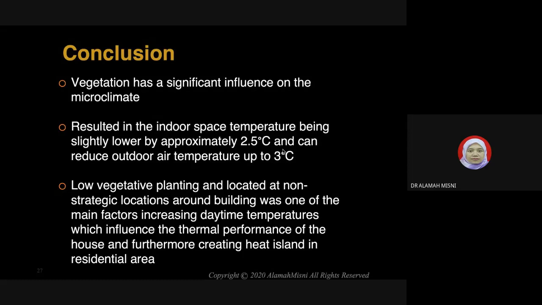Okay, when we combine evapotranspiration, wind channeling, and also temperature, all together with proper channeling of wind, we can provide a cool and comfortable environment, as well as reduce the temperature and also reduce the energy consumption at the interior of the house by using less air conditioning. That's all. Thank you.